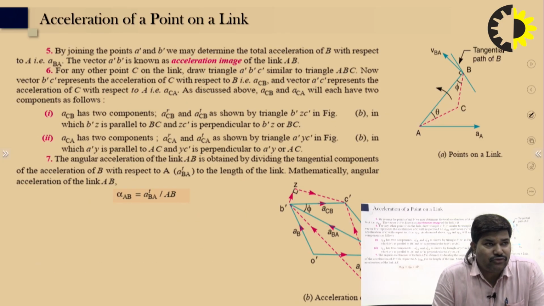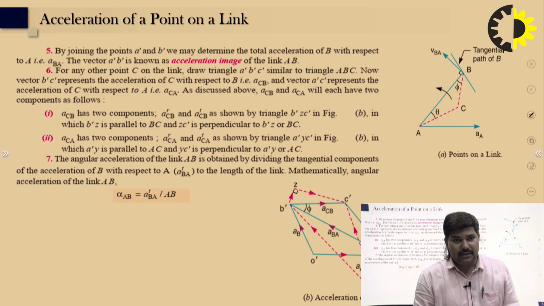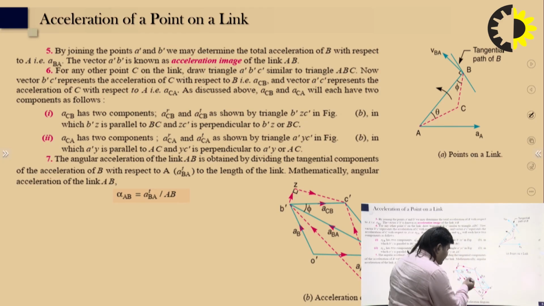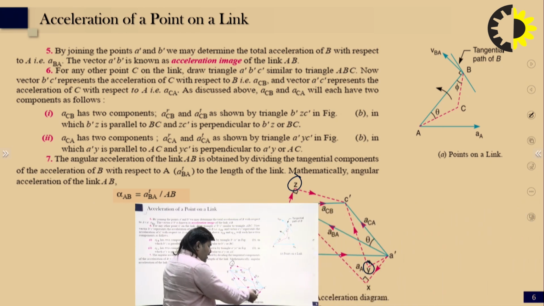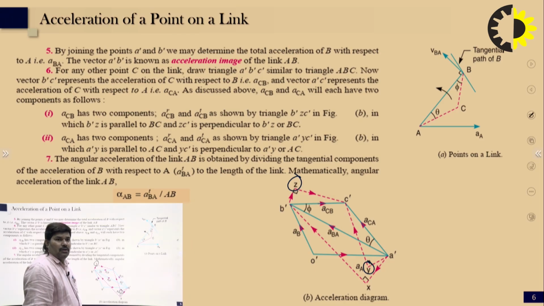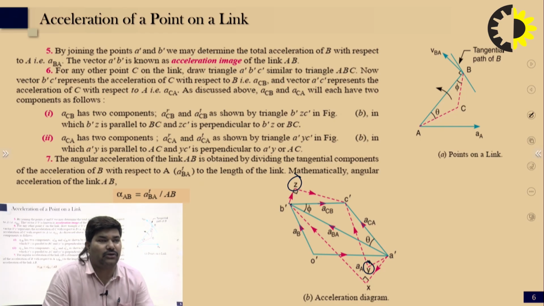And the joining of, as I discussed previously, we take two extra points, x, y dash and z dash, right? So a dash to y dash is the radial component, and y dash to c dash is the tangential component. Then b dash to z dash is the radial component, and z dash to c dash intersects at this point, right? So by joining a dash and b dash, we can measure the total acceleration.